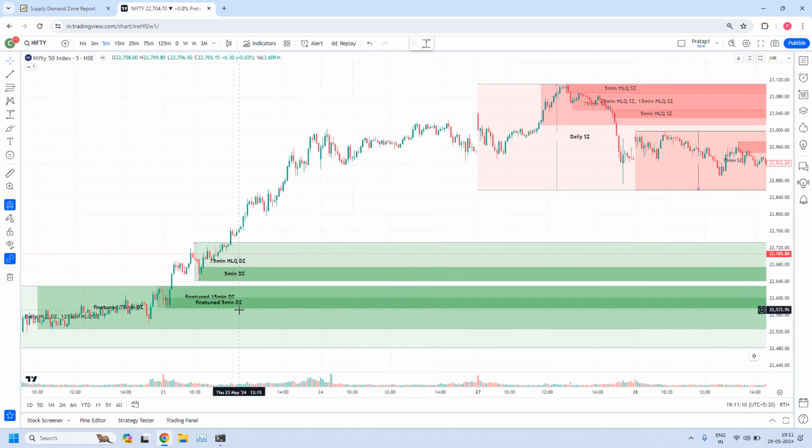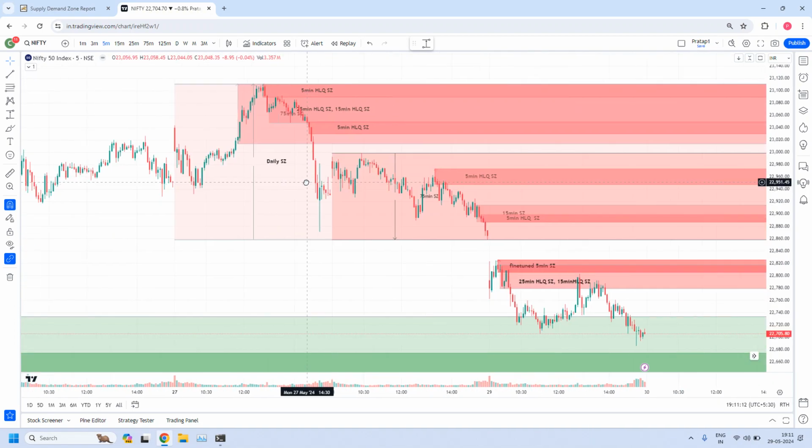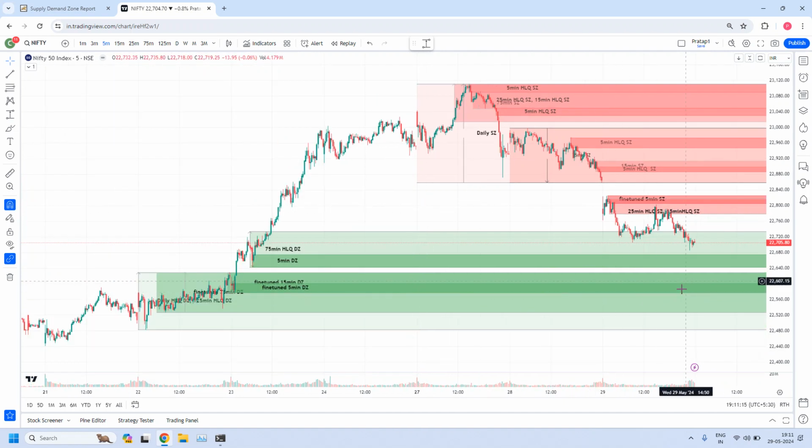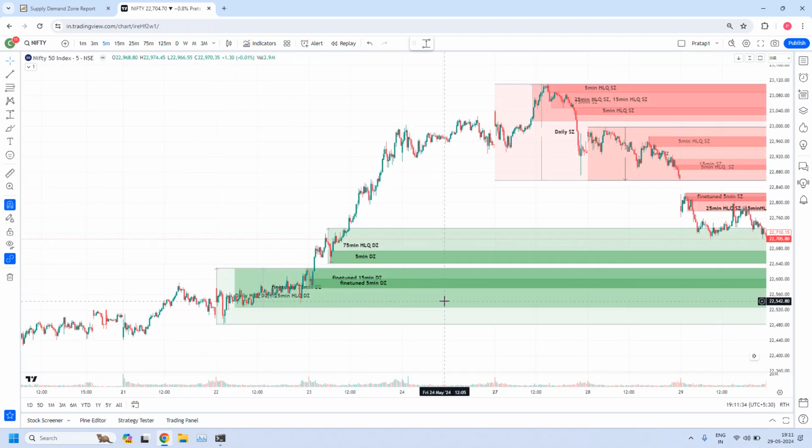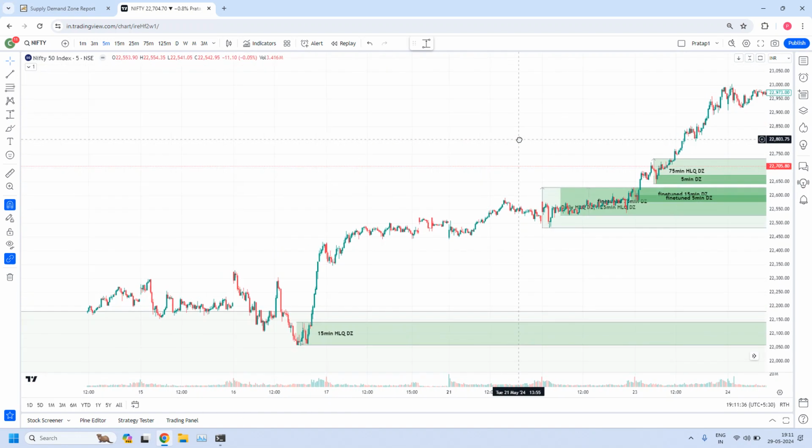Exactly the same way, from here we may get a trade opportunity tomorrow in case, and moreover prices are near to this demand zone only. The prices are near to the daily demand zone. Let us check the high liquidity zone tomorrow if this works.